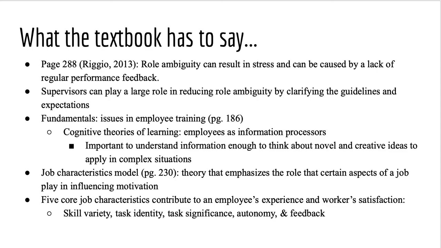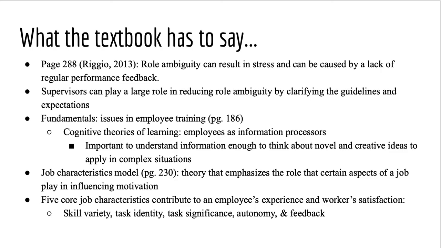The textbook says that role ambiguity can indeed result in stress and can be caused by a lack of regular performance feedback by supervisors. So, supervisors do play a really huge role in reducing role ambiguity because they have the authority to clarify the guidelines and expectations they have for you.